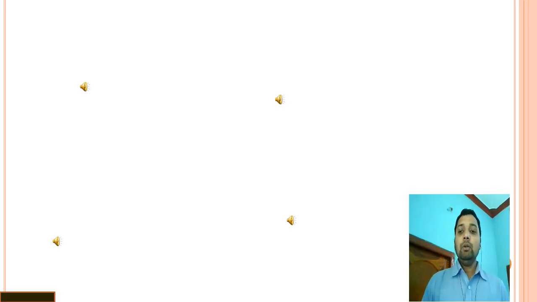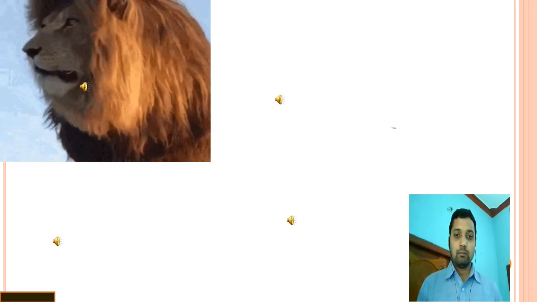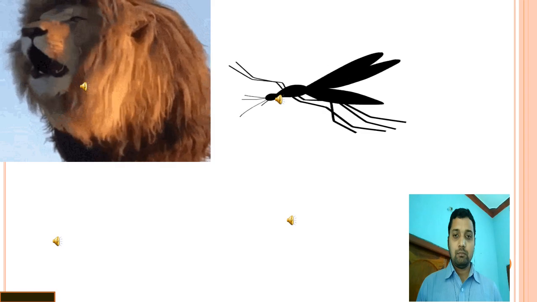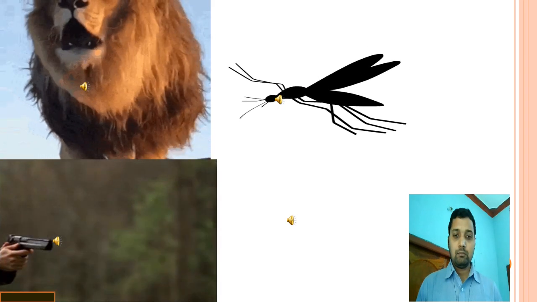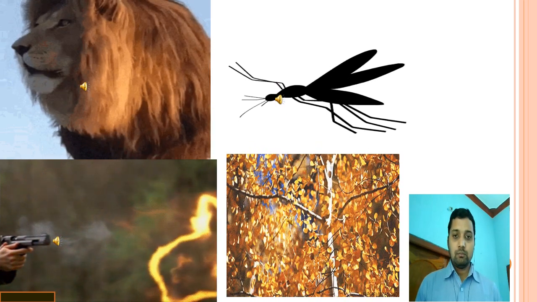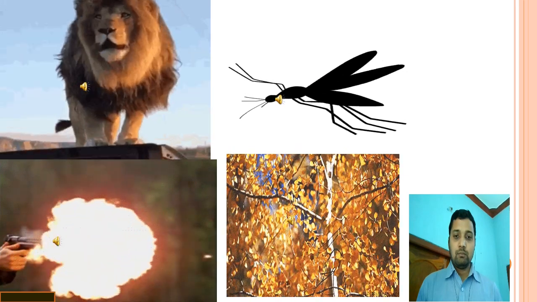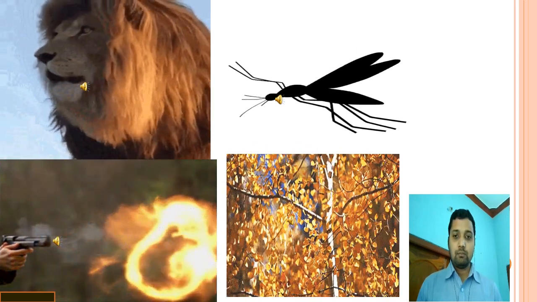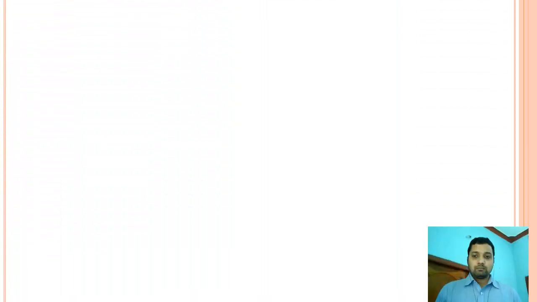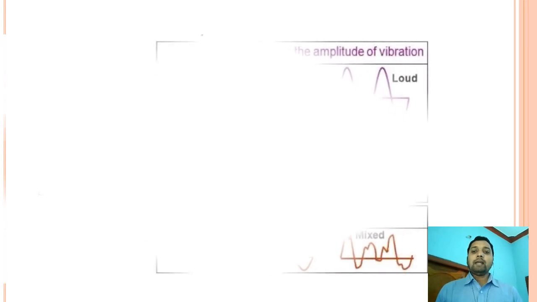Here, if we look at different varieties of sound, you will be able to know how different species or different objects produce different types of sound. Just observe. Now you got different types of sound.